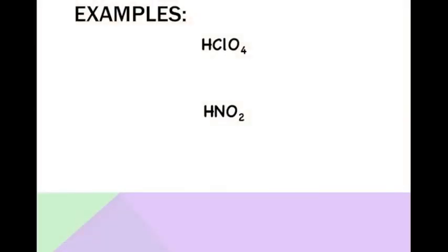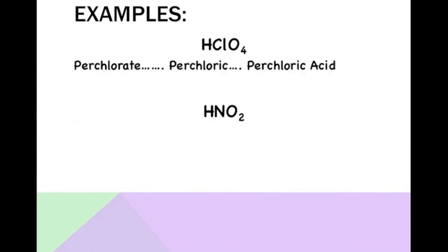All right, let's look at some examples. On our first example, we have the polyatomic perchlorate. Ate goes to ic. Perchloric, add the ending, perchloric acid. Looking at our next one, we have nitrite. Ite goes to ous. Nitrous acid.